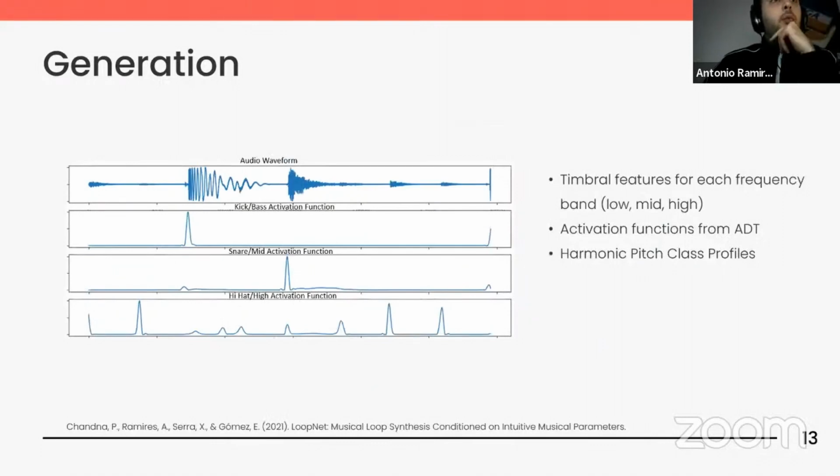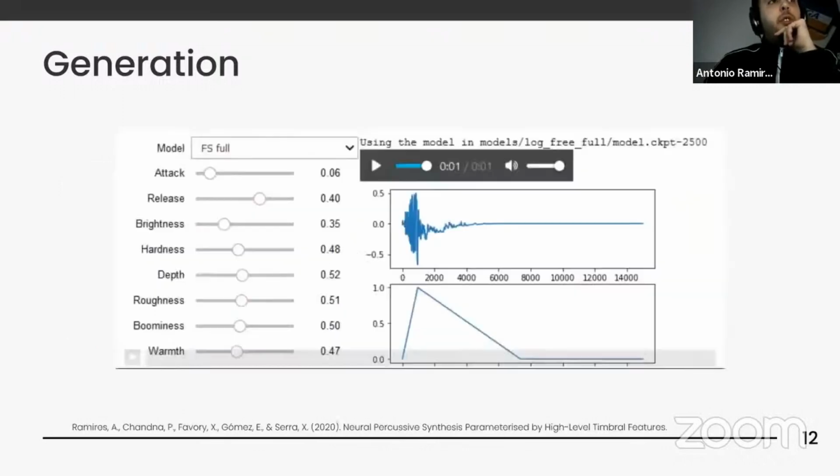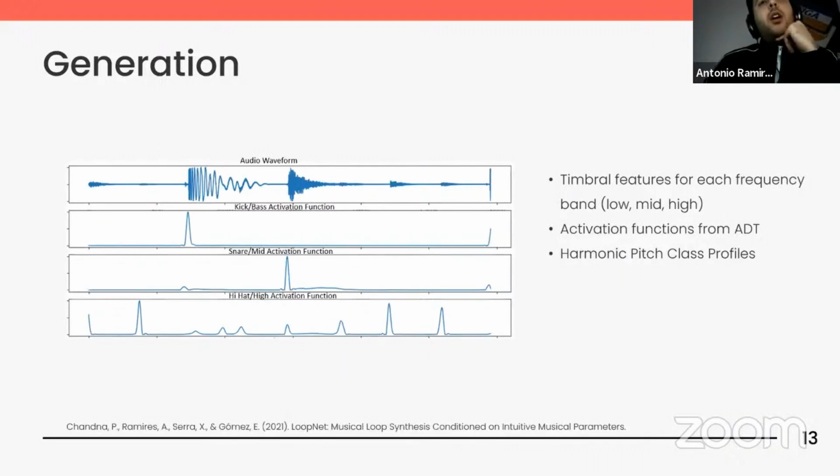We then extended this work into loops, and what we provided as input were the timbral features, again brightness, hardness, depth, roughness, etc. for each frequency band, because now when you're dealing with loops for drums, quite a lot more information has to be modeled. So you can manipulate the timbre of the kick drum, the snare drum, and the hi-hat. We take activation functions from the automatic drum transcription literature. You wouldn't give these to a music maker, but they are very easy to map from a MIDI signal, and basically they give the probability of a kick drum, a snare drum, or a hi-hat existing in that position. And we use harmonic pitch class profiles, which are a description of the tonal content of a loop. And yeah, we were able to generate loops from this. I'll skip the example.